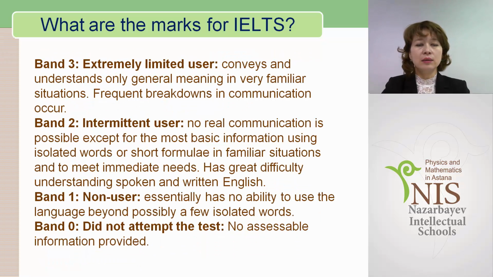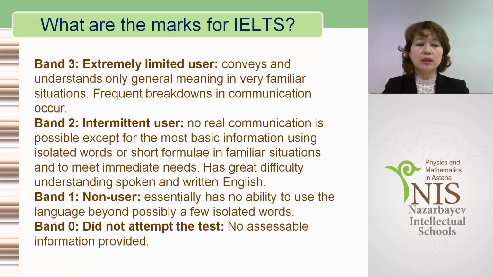Band 3 means an extremely limited user. He conveys and understands only general meaning in very familiar situations. Frequent breakdowns in communication occur. Band 2 means an intermittent user. No real communication is possible except for the most basic information using isolated words or short formula in similar situations and to meet immediate needs.